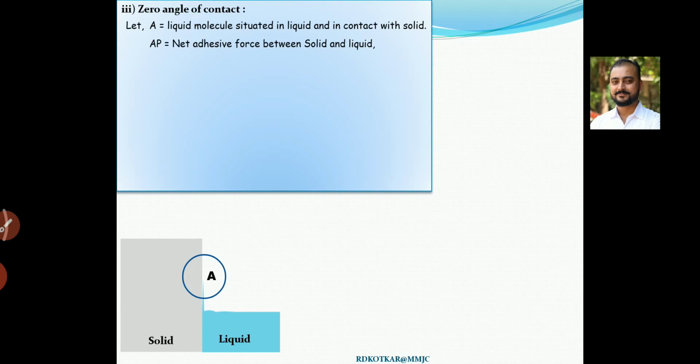So it can be shown here. Adhesive force means force of attraction between solid and liquid. And here you can see carefully that AP is the force directed inside the solid, which is shown here by the arrow. Next, AC is the net cohesive force between the liquid and liquid molecules.